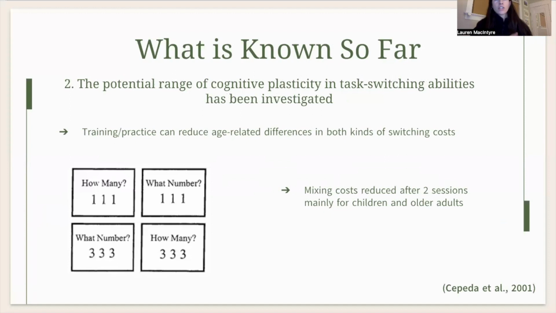We also know the potential range of cognitive plasticity in task switching abilities has been investigated. So we know that training and practice can reduce age-related differences in both kinds of switching costs. So a key finding from this study was, participants are doing the incongruent task versus the congruent task. And we can see that mixing costs, so the performance between the two, is smallest in the young adults, and then it's more reduced in the children and older adults. So the performance is worse at the beginning and it gets a lot better, versus young adults who are already kind of better and then perform a little bit better, if that makes sense.